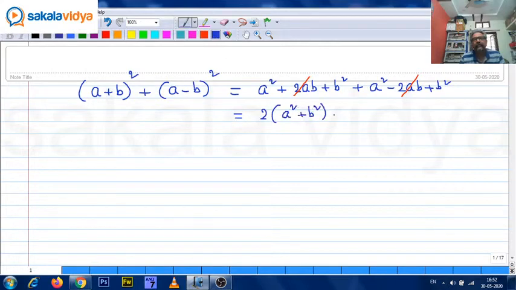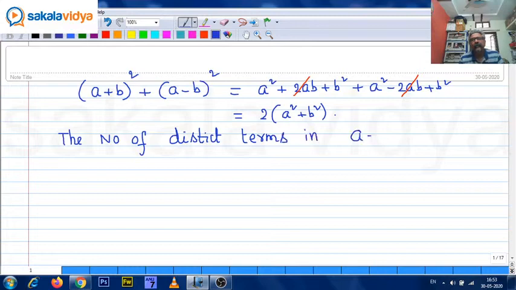Now I shall ask you one question. How many terms are there? Otherwise you can write it like this: the number of distinct terms in (a plus b) whole square plus (a minus b) whole square is, one question you are asked.